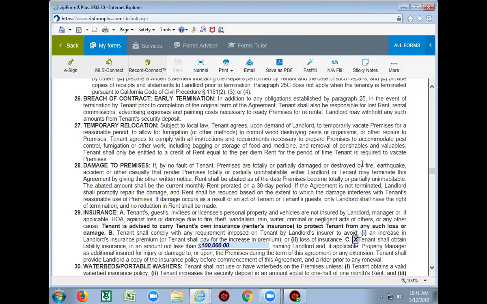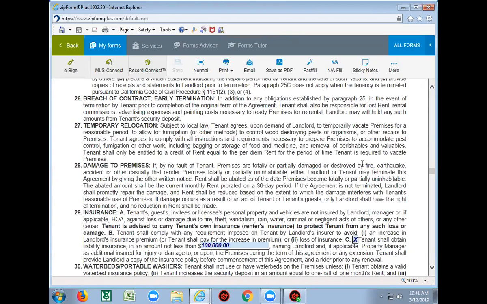In addition to any obligation established by paragraph 25, in the event of a termination by the tenant prior to completion of the original term of the agreement, the tenant shall also be responsible for lost rent. What do you mean, lost rent? Well, you move out, right? You're going to have to continue to pay the rent. So that's considered lost rent.